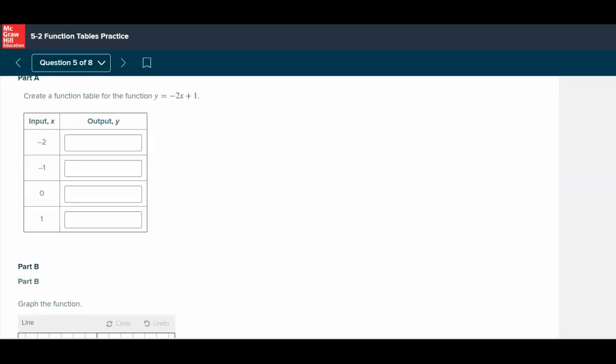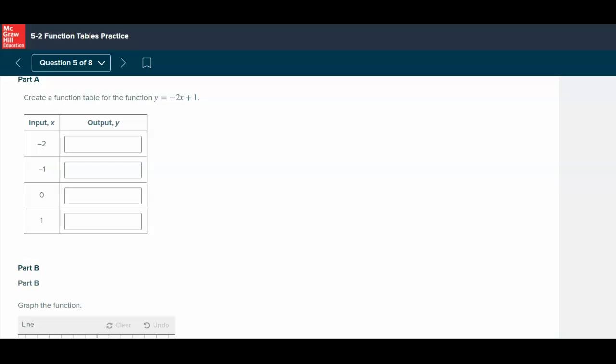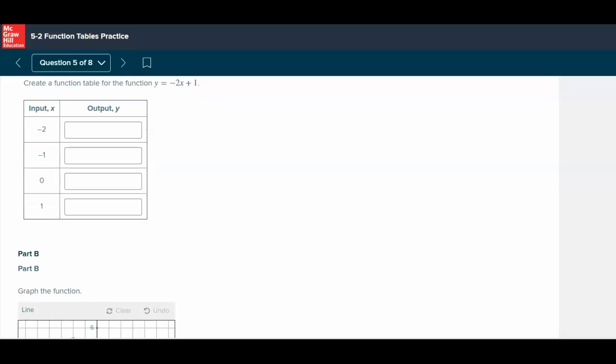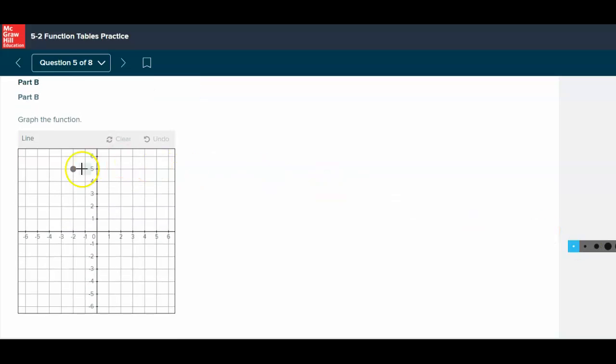Negative 1 times negative 2 is, no, negative 1 times negative 2 is positive 2. This gives 3. So negative 1, 3. All right, so negative 1, 3 would have been the other point. And then you have your line. Okay? You don't have to graph the slope or anything. You just have to get the 2 points.